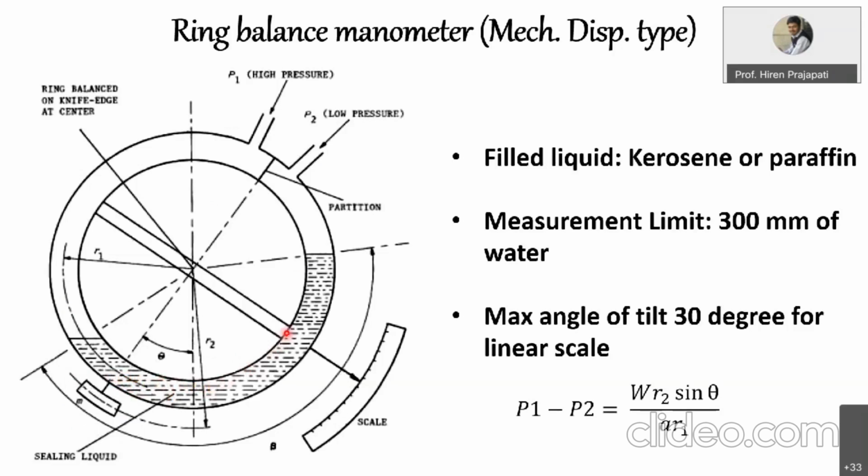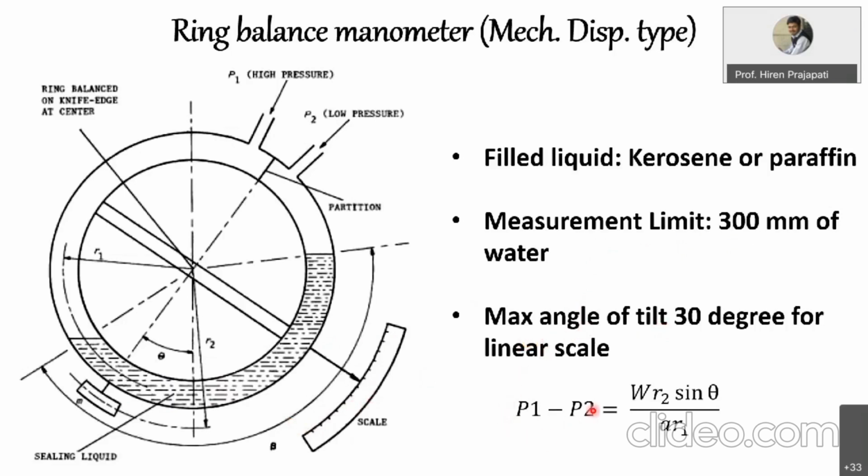One pointer is connected here. Because of the rotation of this glass tube, the pointer will move on the scale, and the scale is already calibrated in terms of pressure. The pressure measurement range is 300 mm of water, and a maximum tilt of 30 degrees is allowed, because after that the scale becomes more non-linear. That's why it is restricted to a 30-degree tilt.